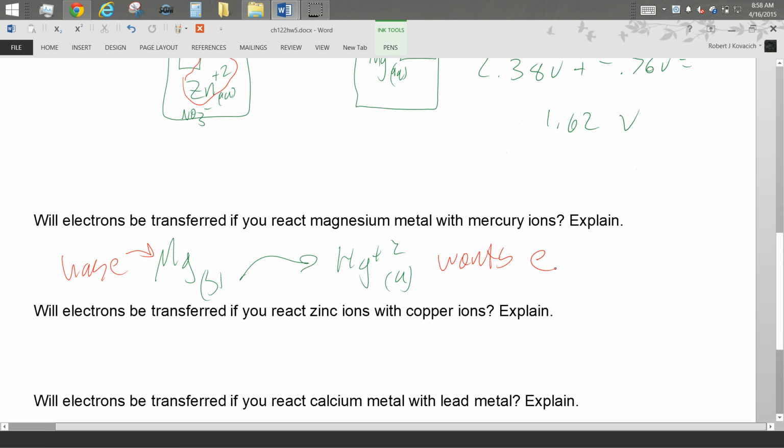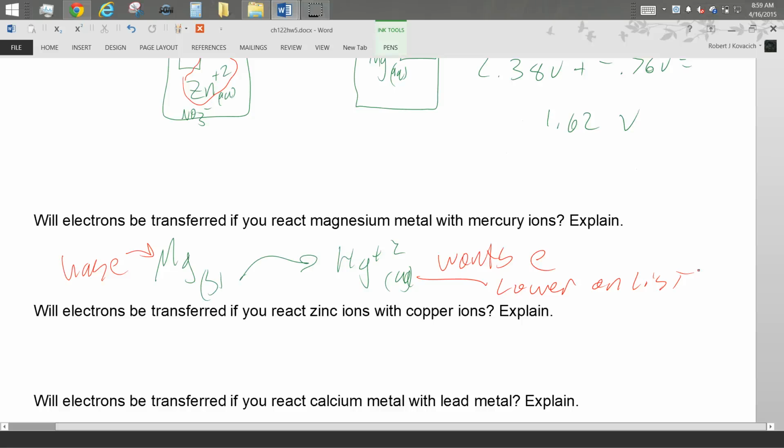Is that enough? Is that all I need to say? And the mercury is aqueous. Nope. I mean, it is aqueous, you're right, but that's not why. This is lower on the activity series. So what does that mean if you're lower on the activity series? You want electrons more, right?